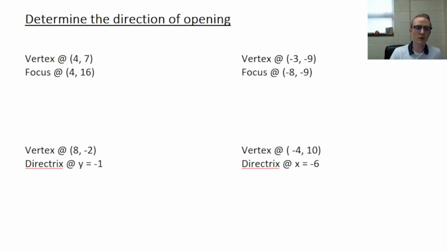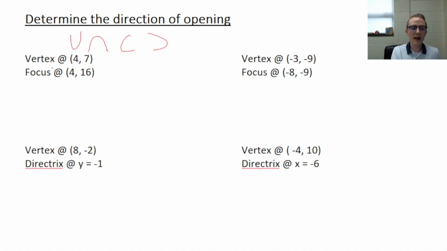So the next problem type we've got here is they give us the vertex of a parabola and either the focus or the directrix, and we need to determine the direction of opening. So we need to decide: is this parabola opening up, down, right, or left? In my opinion, the easiest way to do this is just a very, very rough sketch of your vertex and your focus and/or directrix.